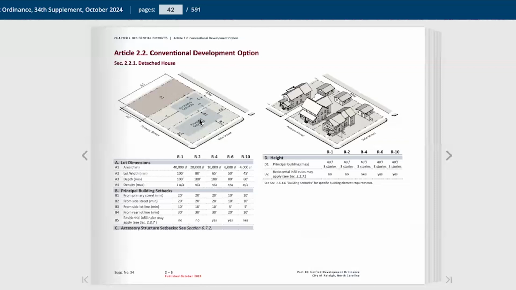So this will kind of give you your idea. If you're looking at a lot, what are your minimums? So when I'm looking at this, this is my minimums of what I could do, but that doesn't necessarily mean that that's what I want to do.